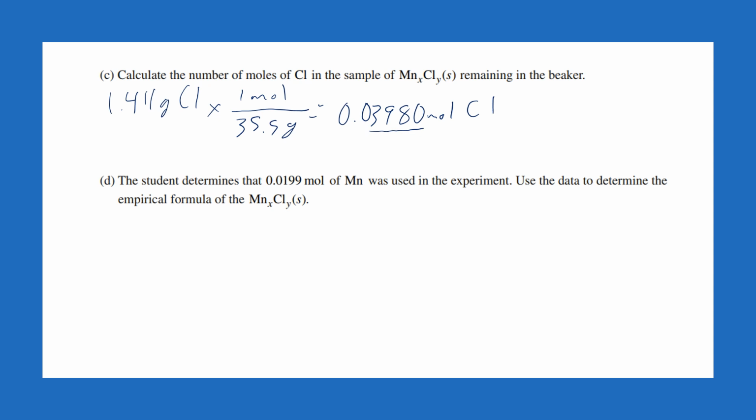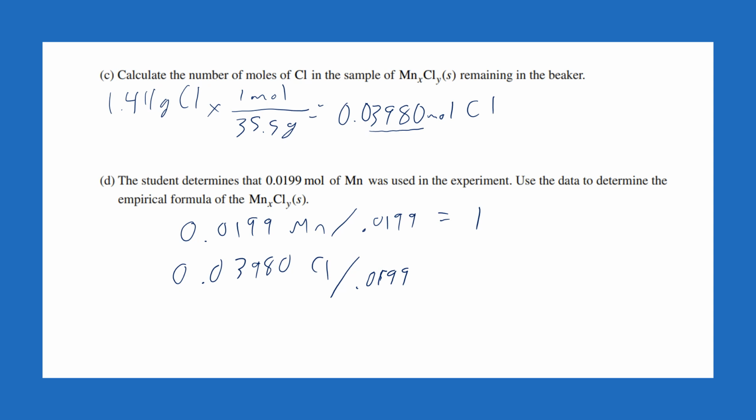Then the student determines that we have 0.0199 moles of manganese. Use the data to determine the empirical formula. So 0.0199 for manganese and 0.03980 for chlorine. You just divide by whichever one's smaller, which is the manganese. And so we get a 1:2 ratio there. And so the empirical formula was MnCl2.